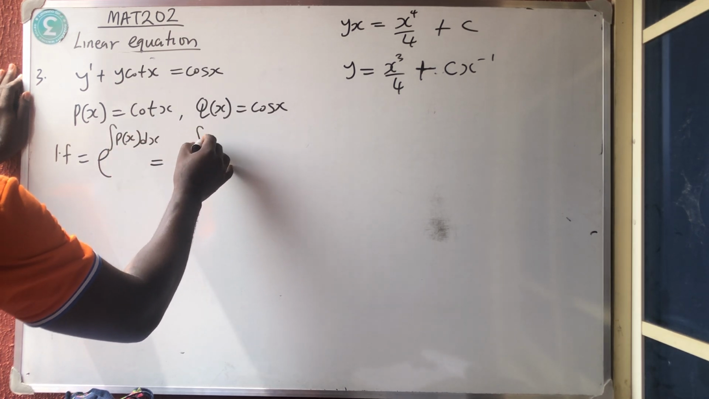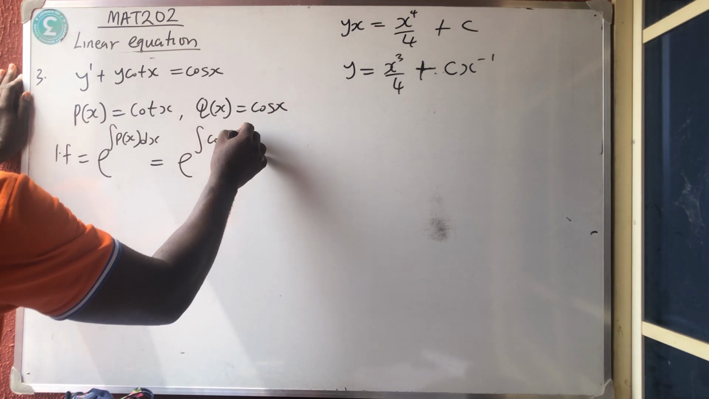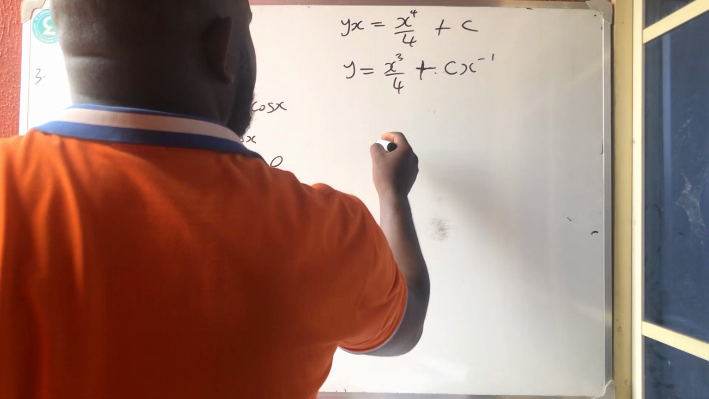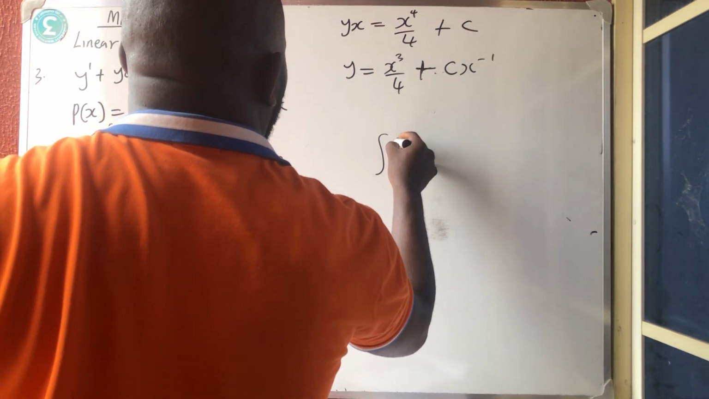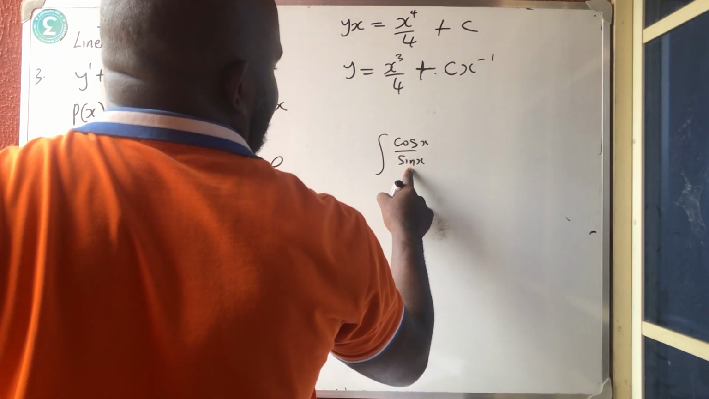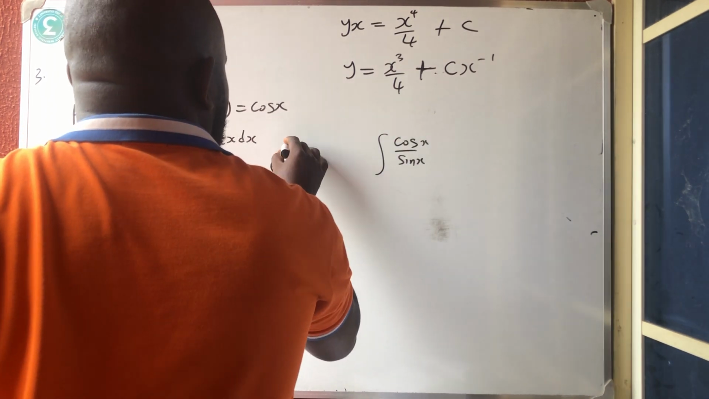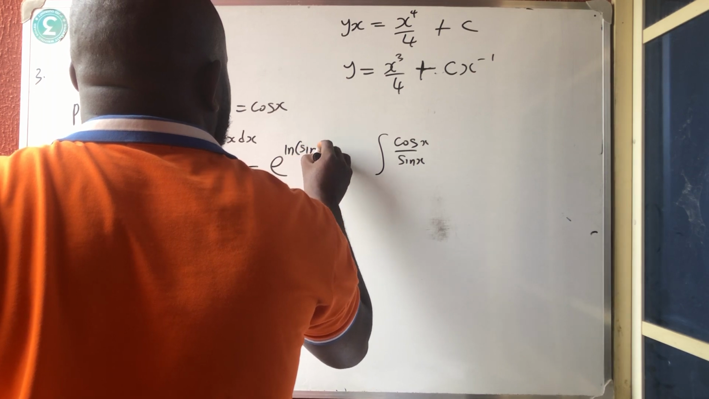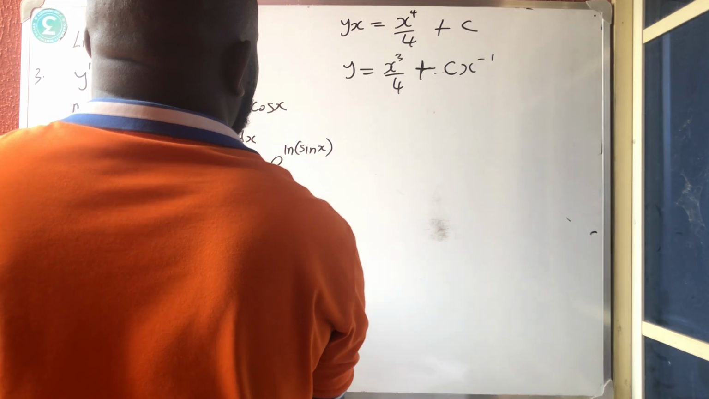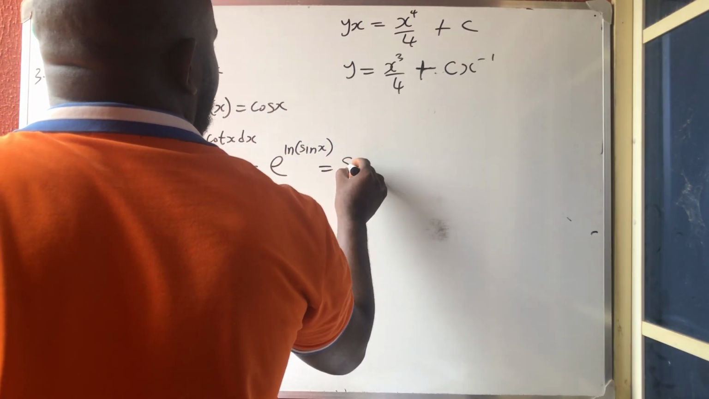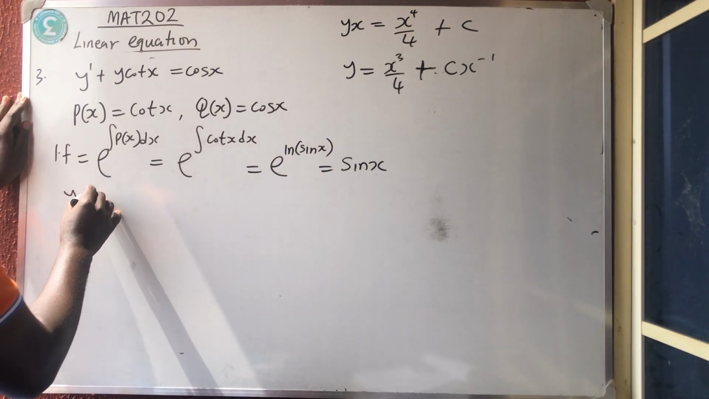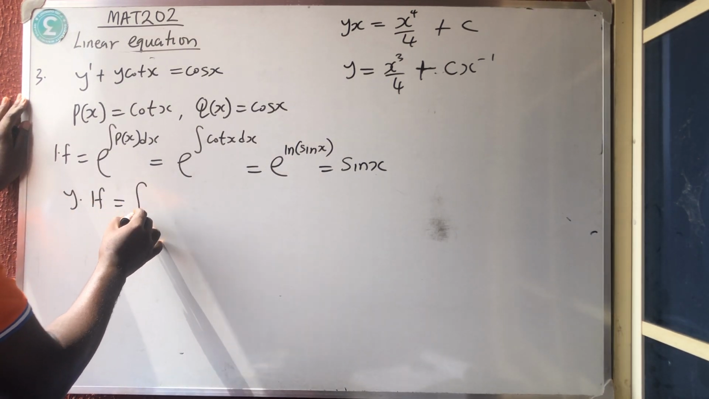E raised to the power of the integral of cot x dx, which is equal to what? E raised to the power... Now cot means cos over sine. So if you differentiate sine, you get cos. So it means ln of the denominator, which is sine x. Okay, ln the denominator. Are you getting that? Ln is the opposite of exponential, so I'm left with sine x. So then my answer is now y times the integrating factor is equal to the integral of what?